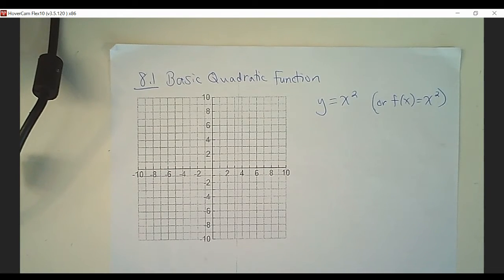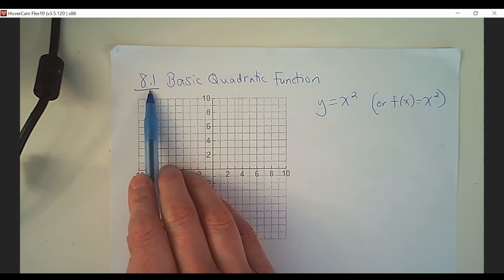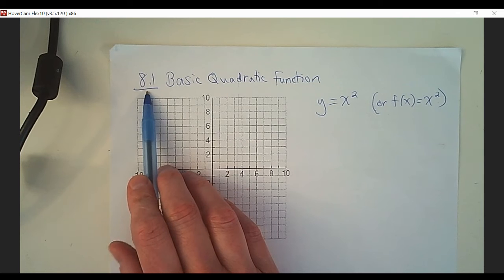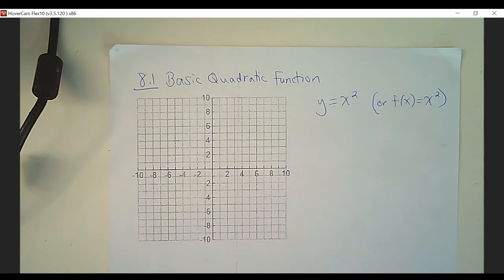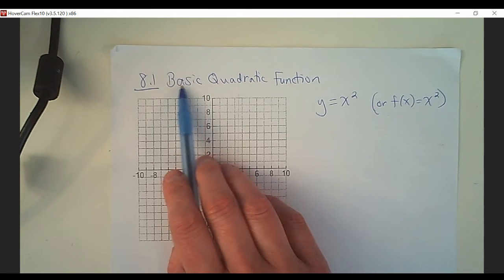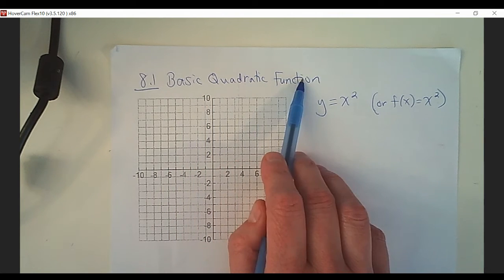We are going to start section 8.1 today. We're jumping around a little bit in the textbook because we're working on transformations. We did some transformations with just general graphs that we made up, and then we did transformations using our V-shaped graph, absolute value. What we're going to do next is transformations on our basic quadratic function.